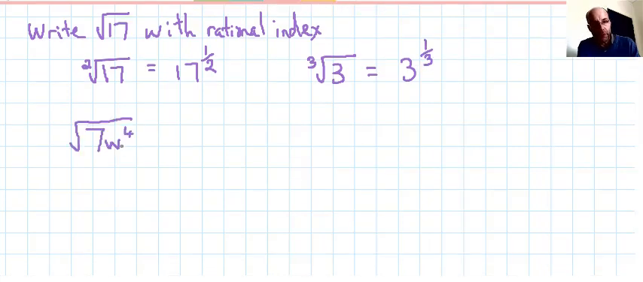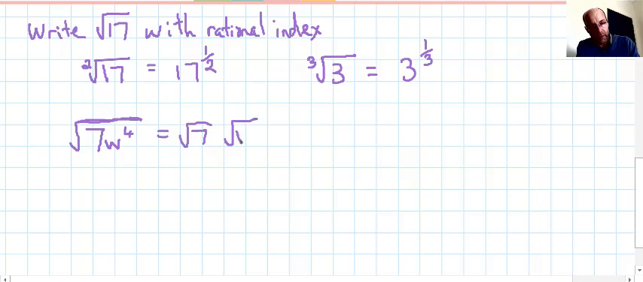Here's another one. We have to do the same thing with the square root of 7 times w to the 4th. Notice how the entire expression 7w to the 4th is all under the radical sign. That's important. And basically, if we need to write that as a rational index, we can split that up as the square root of 7 and the square root of w to the power 4. We could do it that way.